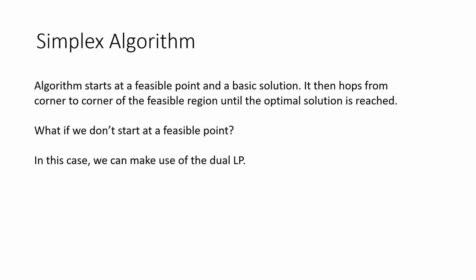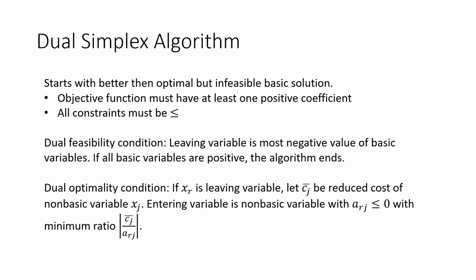When you have this, you can make use of something called the dual LP, or the dual simplex actually. The dual simplex algorithm is for when you start with something that is better than optimal, but is infeasible. So it's something where the result of your objective function is more than the optimal value, or better than the optimal value, but the problem is that you're in an infeasible area.